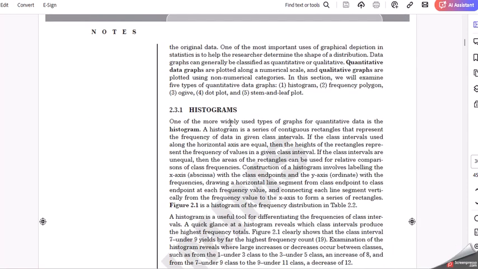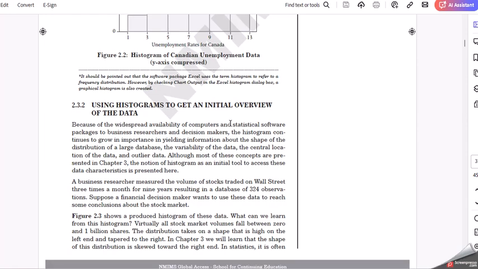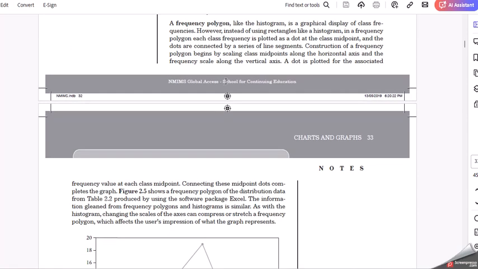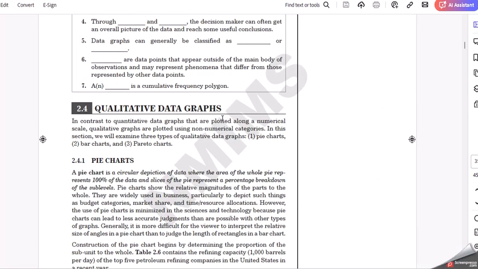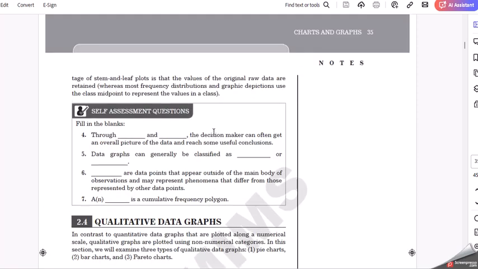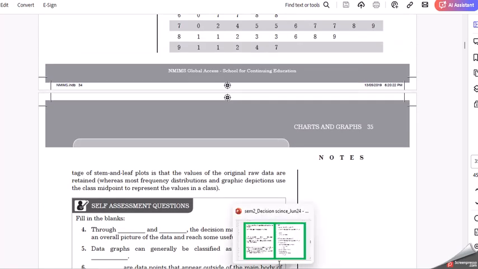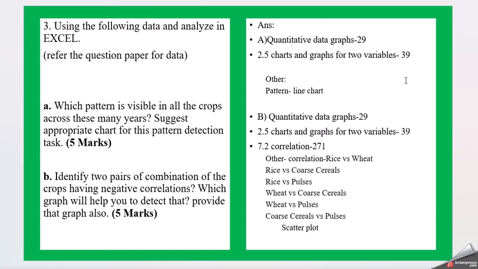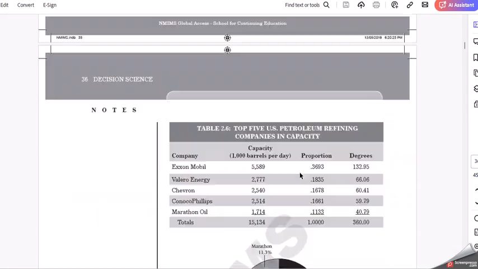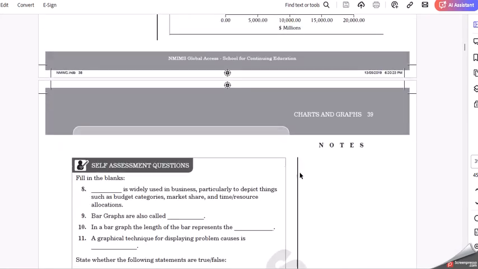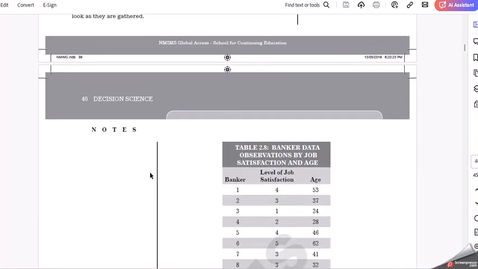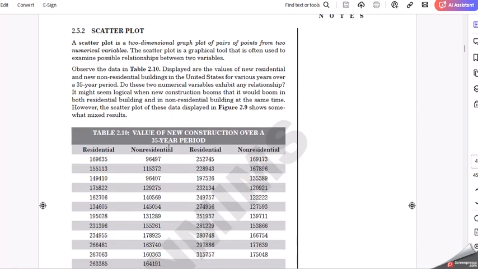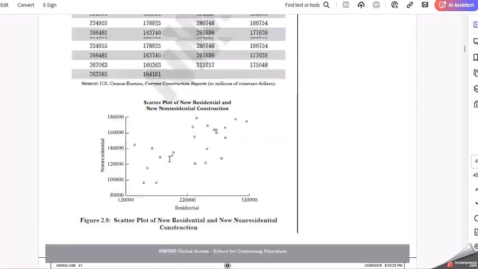Quantitative data graphs, histograms, then you have frequency plots. Then qualitative data. We focus only on quantitative data, as our data is quantitative. And then charts and graphs of two variables, page number 39: cross tabulations or basic scatter plot.